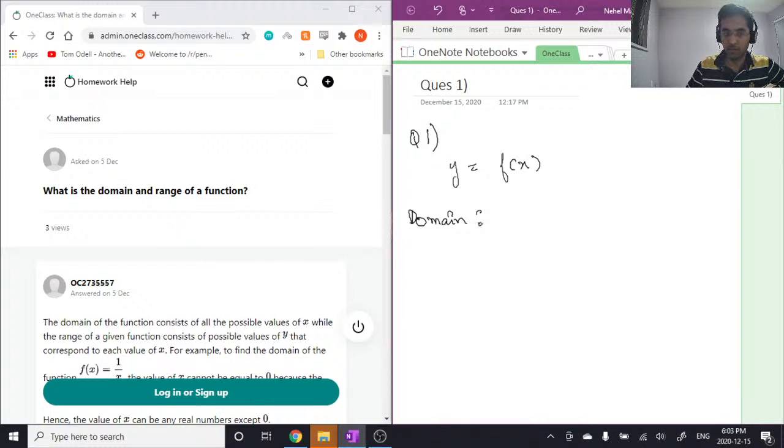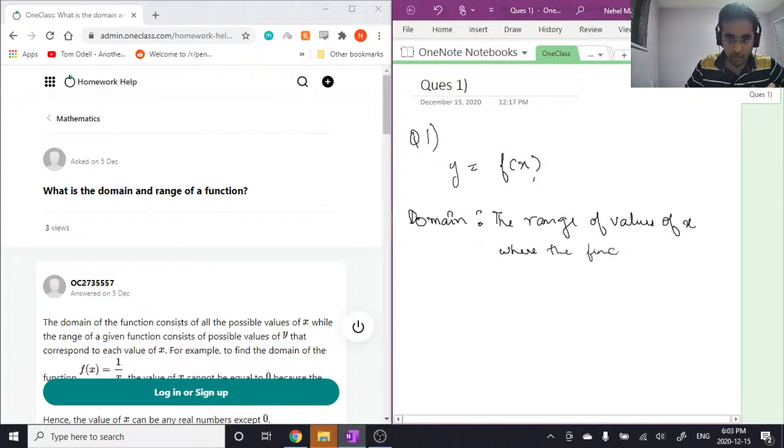When I say defined, I mean that the final value of the function is computable, and non-defined will be when it's not computable. I'll give you an example in just a second, but let's just write down the definition. So the domain is the range of values of x, or in any variable, in this case it's x, where the function is defined.